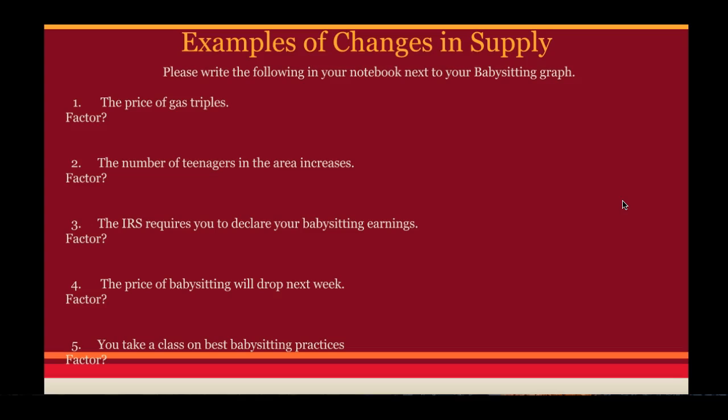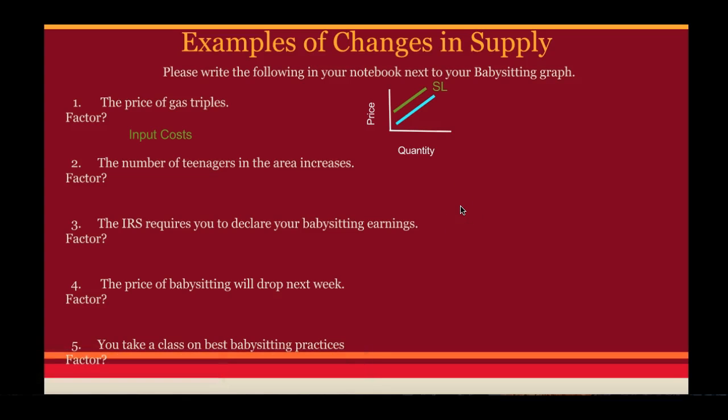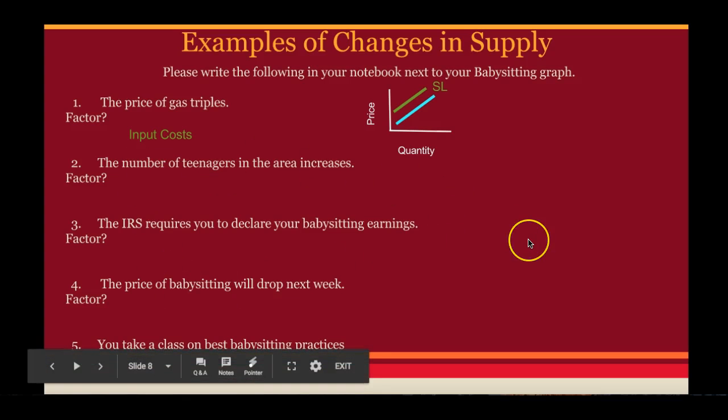So first one is talking about the price of gas triples. How is gas related to babysitting? Well, when you babysit, you more often than not are probably going to have to drive to wherever you're babysitting. So gas is considered an input. Now, because the price of gas triples, how does that affect your willingness to babysit? Well, then it's going to cause a left shift in supply because you're going to be less willing to babysit at every single price.